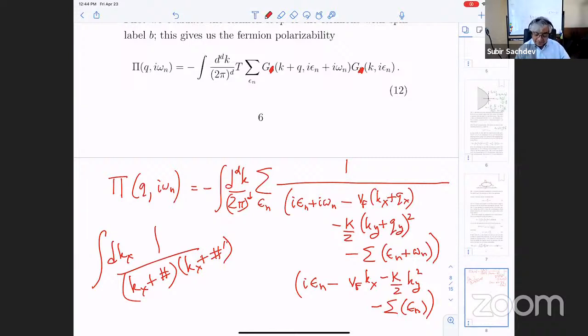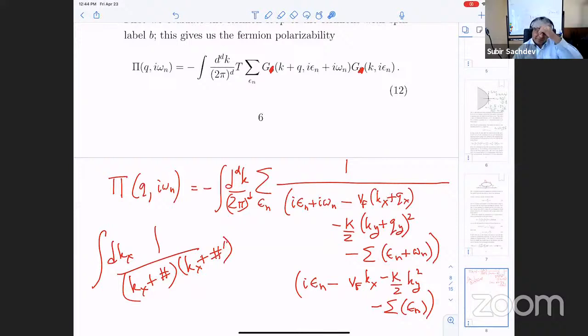Okay. So you can immediately do the kx integral. There's just one thing you have to know. You have to know something about the imaginary part of sigma, just to know whether the poles are in the upper half plane or the lower half plane when I'm doing this integral. These are just complex numbers.